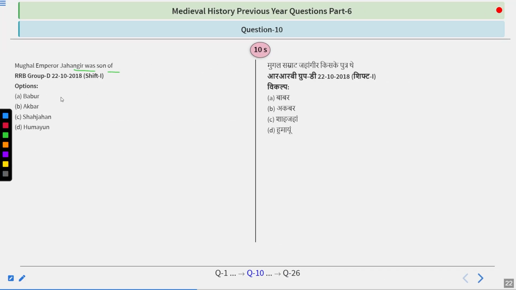Mughal Emperor Jahangir was the son of, options are Babur, Akbar, Shah Jahan, Humayun. So take your time and try to find out the answer.